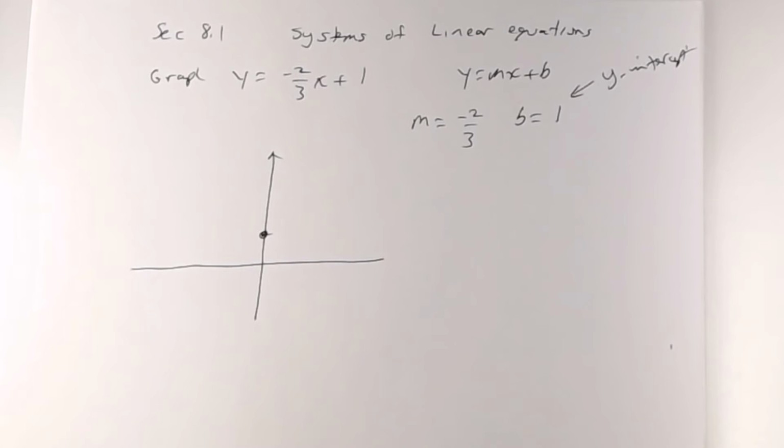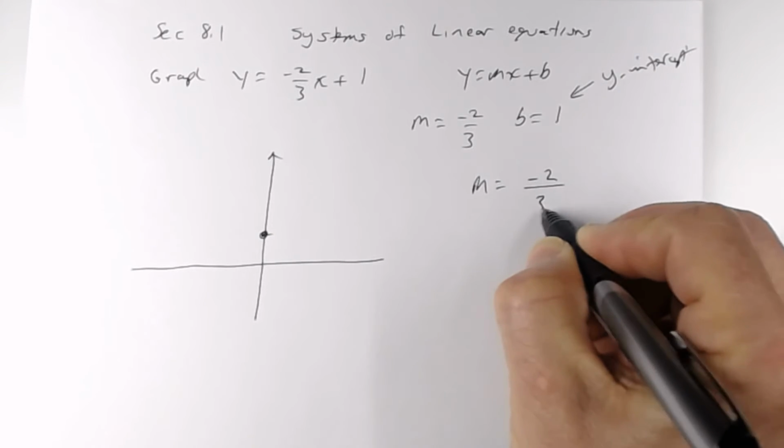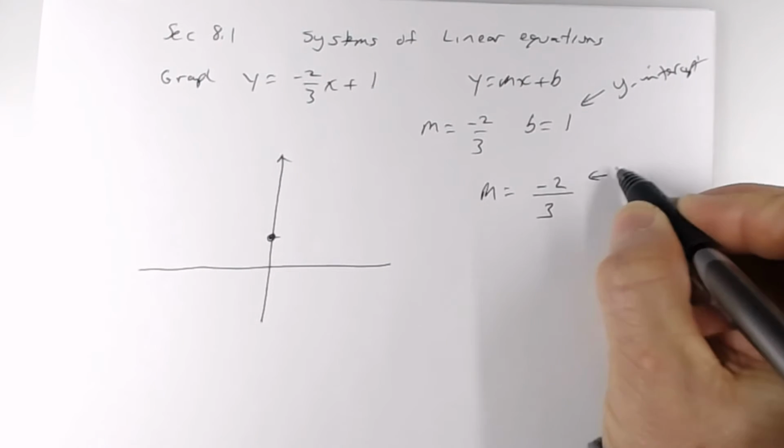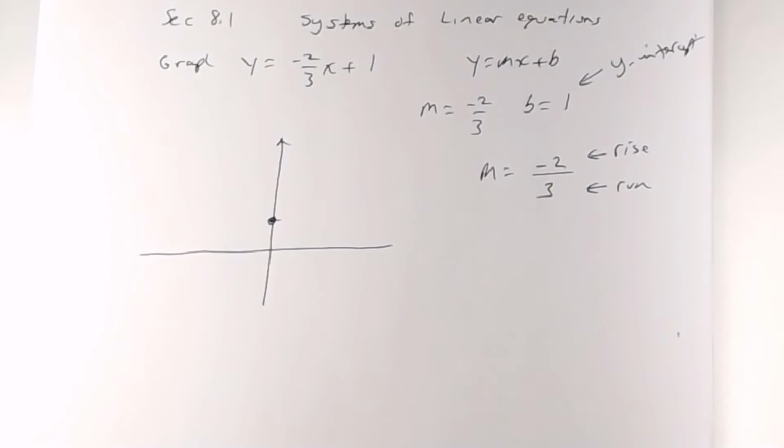Okay, so I'm going to write it as negative 2 divided by 3. And negative 2 is my rise, and 3 is my run. Rise over run. Well, let's talk about the rise. Rise means going up and down. So if my rise is positive, I go up. If my rise is negative, I go down. Okay? Rise, up and down, just like the y-axis.